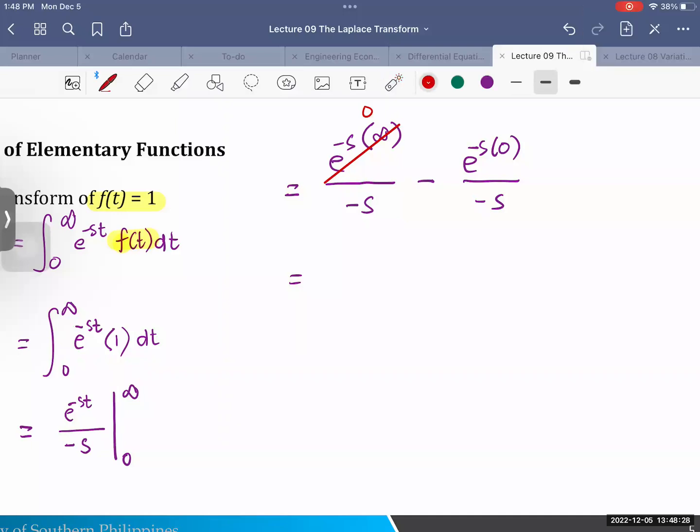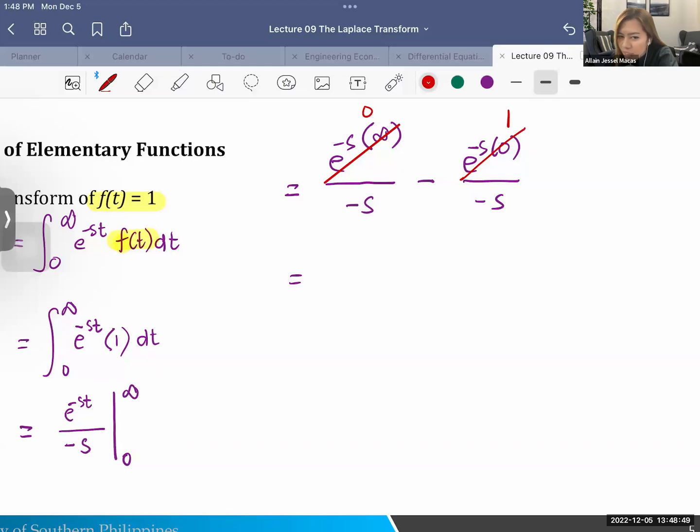1, ma'am. Correct, 1. Angelson, 1 or negative 1? 1. Negative 1, are you sure? I got 1, ma'am. Yes, that's correct. 0 times negative s, whatever you multiply by 0 is 0. Now, anything that is raised to 0 is 1. Okay, so that is 1.